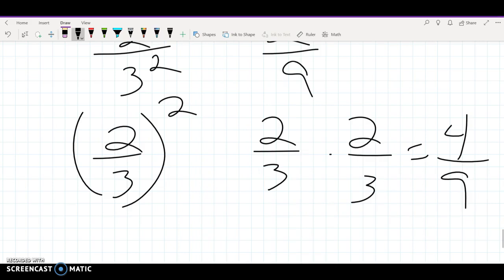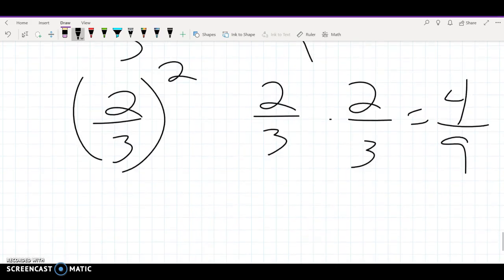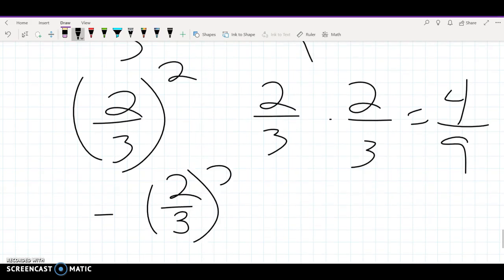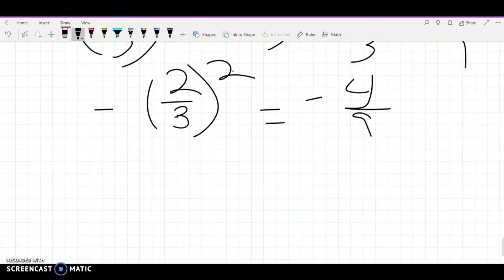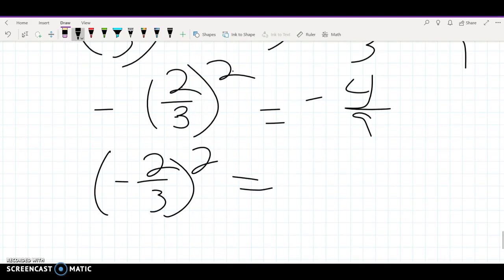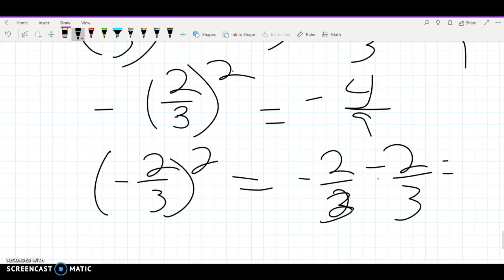And again, think about a negative sign. If we have the negative of (2/3) squared, I know the (2/3) squared is going to be 4/9, but I want the negative of that, so it's the opposite of 4/9. Now, if that negative is inside the parentheses, this means I want 2 of the fraction -2/3, which would give me +4/9.